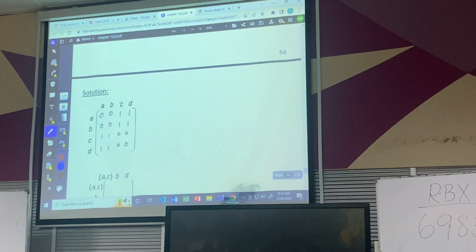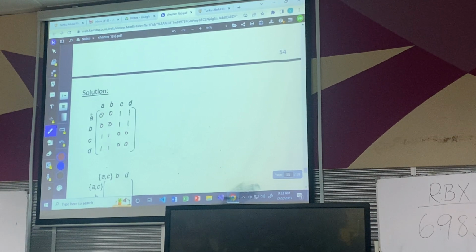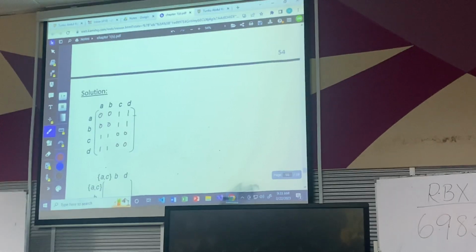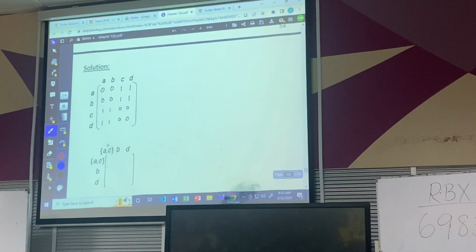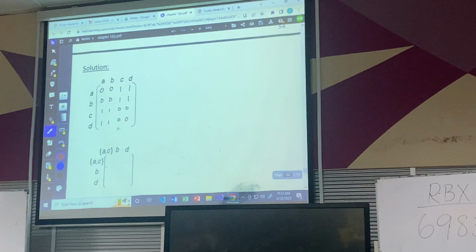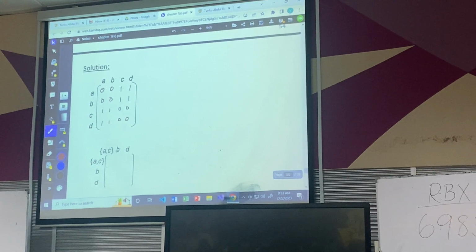You can see that A is only connected to C and D, which means if you want to choose which vertex to combine with A, you can only choose the vertices connected to A. You cannot choose B because B is not connected to A. So you can choose either C or D. Now if I choose C to combine with A, then A and C will become one vertex in a bracket like this. Instead of 4 by 4, the matrix will become 3 by 3. So A and C now become one vertex.